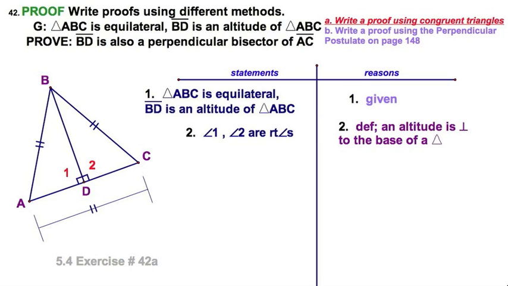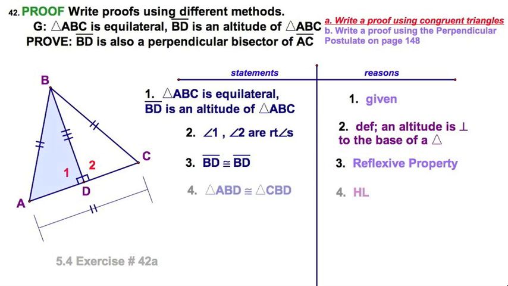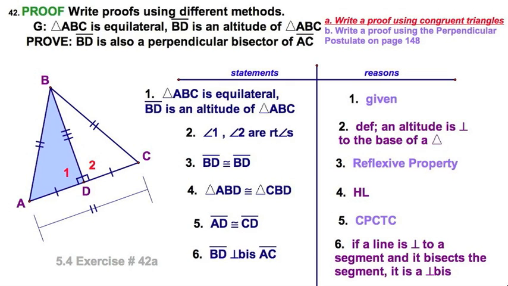An altitude is drawn perpendicular to the base. About number 3, good old friend, the reflexive property. BD is congruent to itself. And I've got two triangles. I've got this one and its reflection, congruent by hypotenuse leg. And, well, I guess you see where it's coming next. By corresponding parts of congruent triangles, I've got the segment AD congruent to DC. Now, if I've got a segment that's perpendicular and bisects a segment, by definition, it is the perpendicular bisector of the segment.